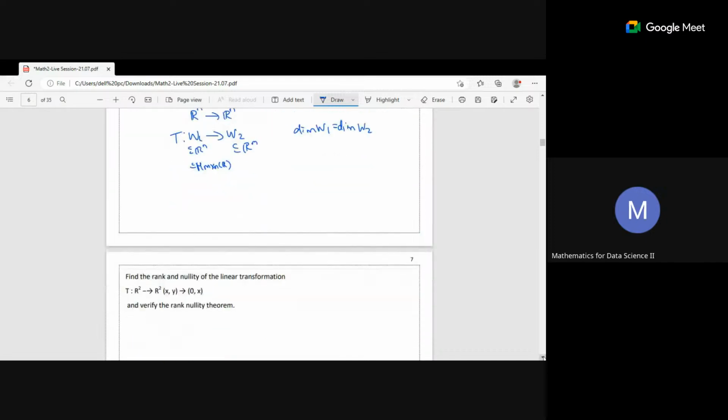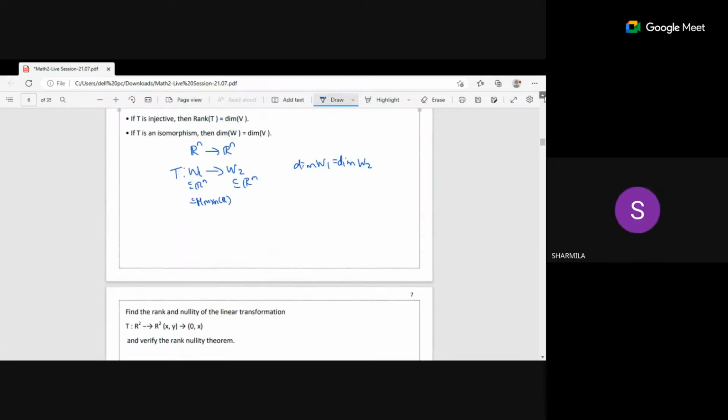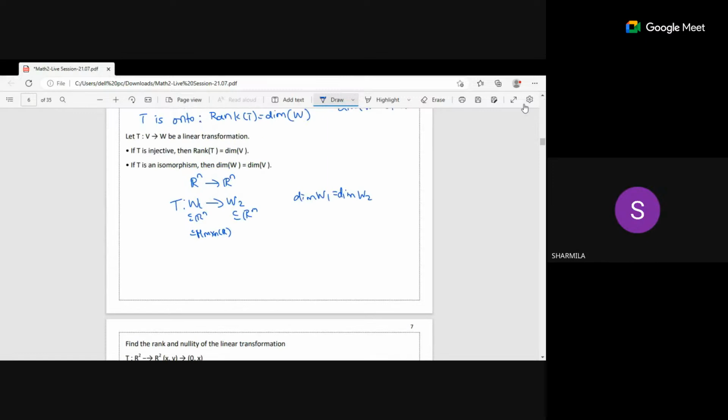Ma'am, can you give one example of one-to-one and onto, please? I guess we have done some examples. Maybe I give you a very simple example. Ma'am, with the rank of T equal to the dimension of V. What's the problem with that? Rank equal to the dimension of V. Take one example.